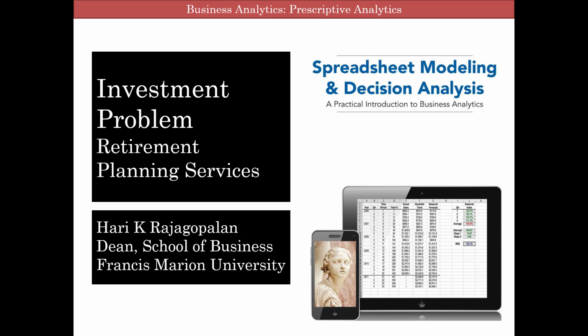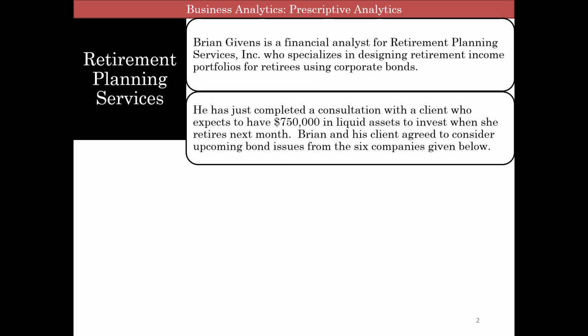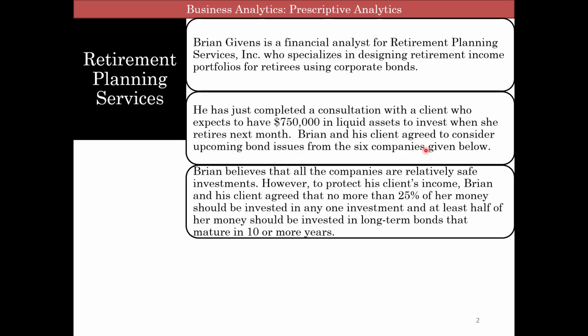My name is Hari Rajagopalan, and I will be walking you through this particular problem. So let's look at the company. Brian Givens, financial analyst for retirement planning services, is looking at designing retirement income portfolios for retirees using corporate bonds. He's just completed a consultation with a client. The client has about $750,000 to invest when she retires, and they want to consider bond issues from 6 companies. And I'll show you the 6 companies in the next page.